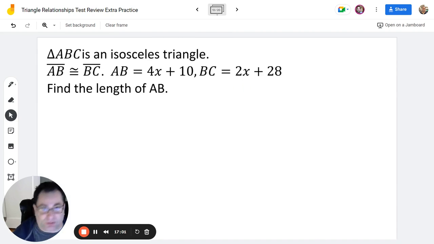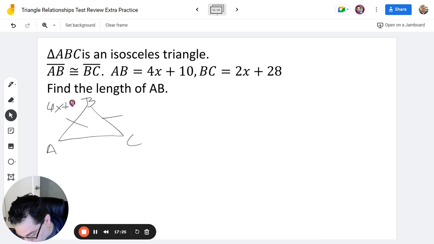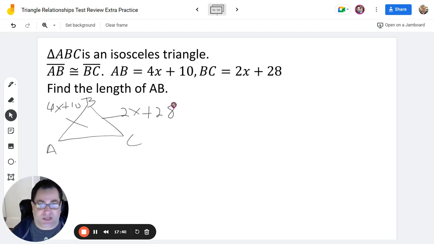All right, so they tell us in question number 13 that triangle ABC is an isosceles triangle. AB is equal to BC. So if it helps, sometimes you might want to draw a picture here. So we have AB is equal to BC. So there's our isosceles triangle. AB is 4x plus 10. And BC is 2x plus 28. And sometimes when you draw it out, it becomes very straightforward. So as we draw this out, we can see, 4x plus 10 is equal to 2x plus 28.